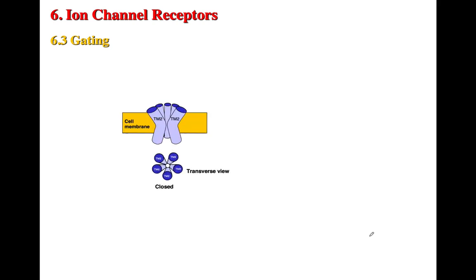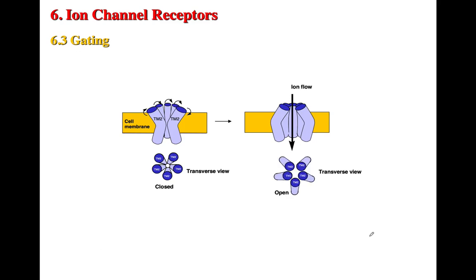Now you look at the ion channels here. So here we're only looking at the transmembrane protein 2. The transverse view shows you how these proteins are arranged when it's closed, and then it shows you how, after the binding of the messenger, those proteins rearrange themselves, the induced fit, to allow for the ion flow.